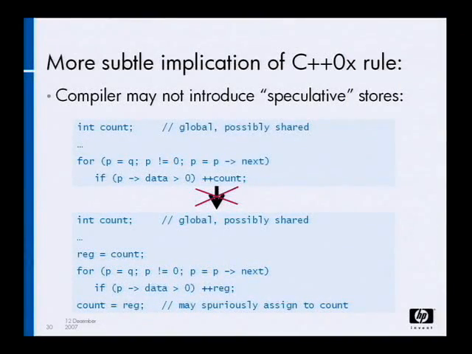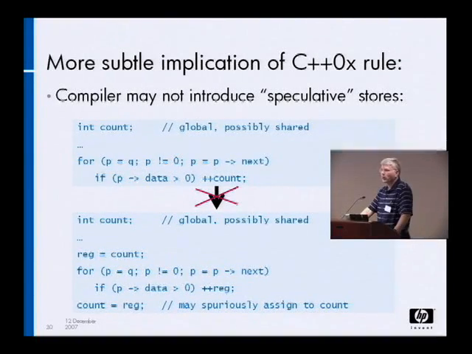This rule actually, it turns out, has some other more subtle consequences which are of interest primarily to compiler writers. I mentioned earlier this notion of speculative stores introduced by compilers. So here's an example of a kind of optimization that abstractly you would like to see in your compiler. On the other hand, it's not one that we allow anymore. This is a simple loop that traverses a linked list and counts the number of positive elements in the linked list. Count in this particular case is a global variable that might be shared between threads.